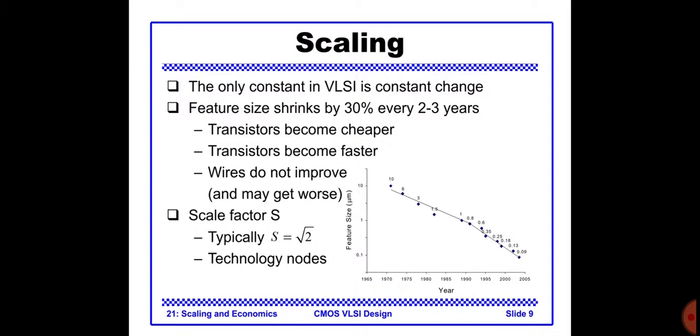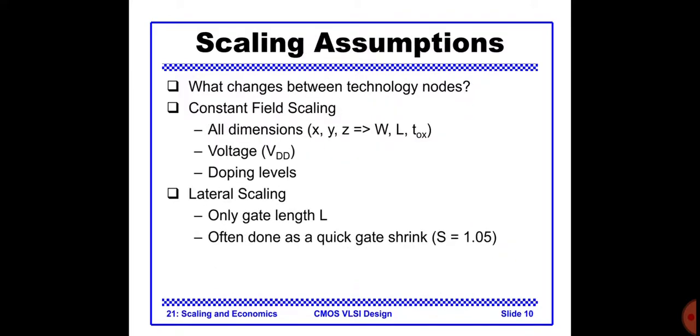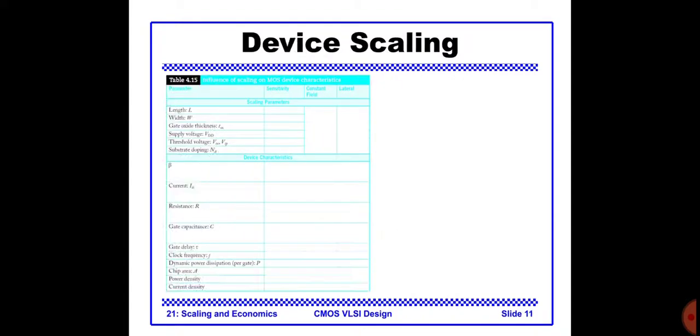The technology nodes. The scaling assumptions: what changes between technology nodes. Constant field scaling: all dimensions x, y, z, that is W, L, tox, are scaled, along with the voltage VDD and the doping levels. Lateral scaling: only the gate length L is scaled, often done as a quick gate shrink, with S equal to 1.05.